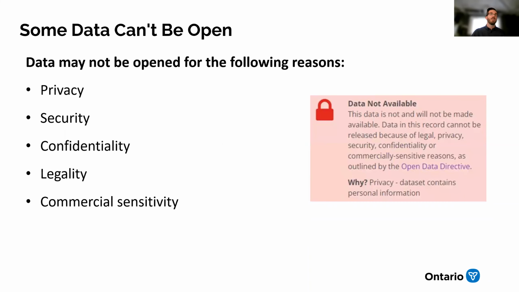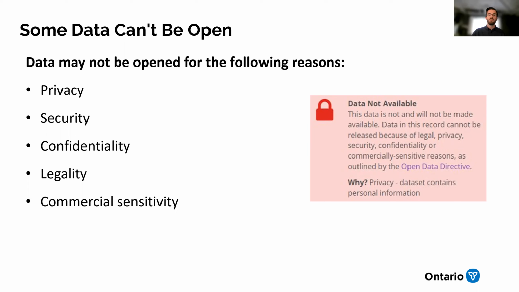Now, of course, not all data can be made open. Data may contain personal information that is protected by privacy laws and regulations. Data may have sensitive information and could pose security risks if accessed by unauthorized individuals. Data may contain confidential information such as trade secrets, sensitive business information, and other sensitive data that's not meant to be widely shared.